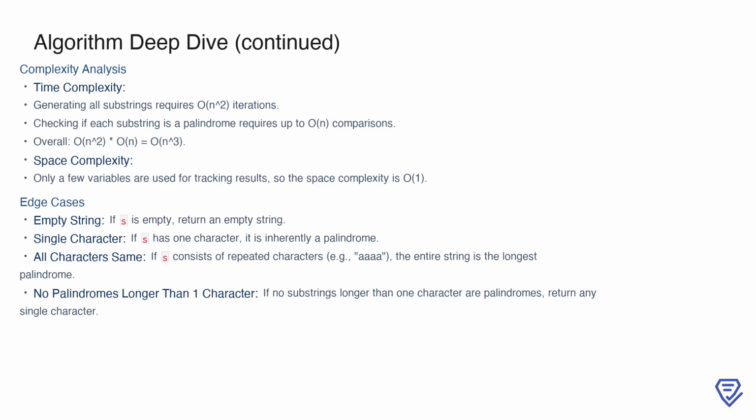When working with this algorithm, it's essential to consider edge cases. For instance, if the input string is empty, the result should simply be an empty string. A single character string is inherently a palindrome. If all characters in the string are identical, the entire string forms the longest palindrome. Lastly, if no substring longer than one character qualifies as a palindrome, then any single character from the string can be returned as a valid result.